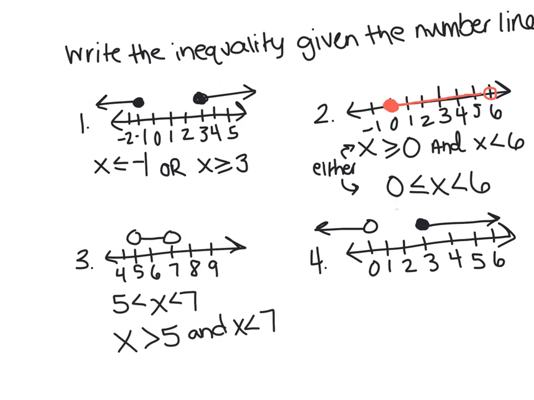so here they are pointing opposite directions, which tells me it's one or the other. Both can't happen at the same time. So I have here that x is less than 0, or my second part of the number line, x is greater than or equal to 3.